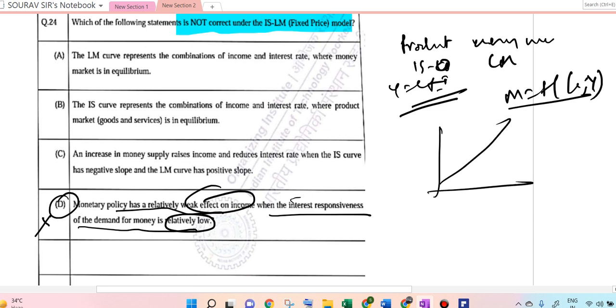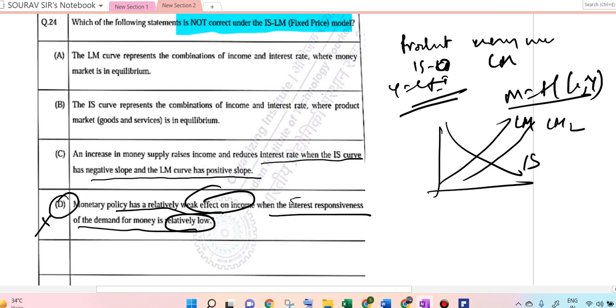So this is the IS-LM and this is the IS structure. The money supply goes up, which reduces the interest rate, and the IS curve has a negative slope. This is correct. The IS curve represents the combination of income and interest rate, correct. And the LM curve represents the combination. So every other thing is also correct. In that way also we can improve it.